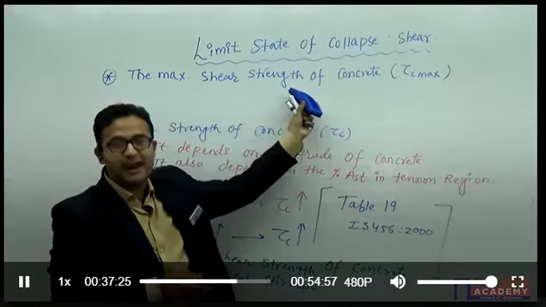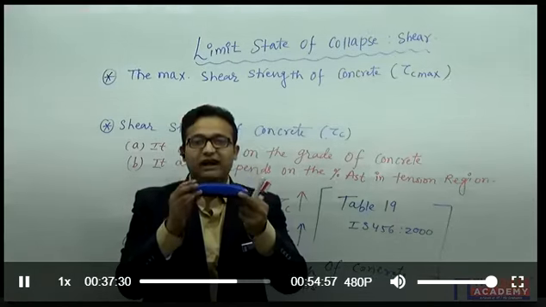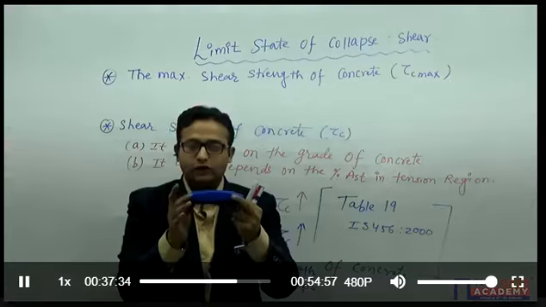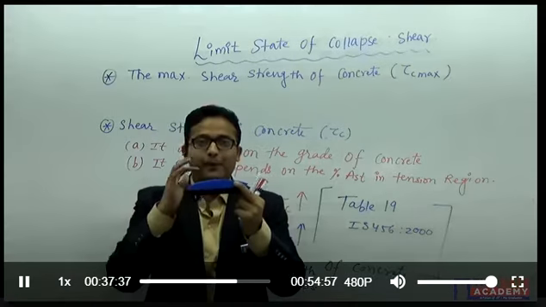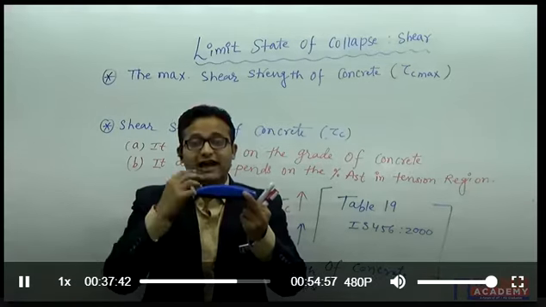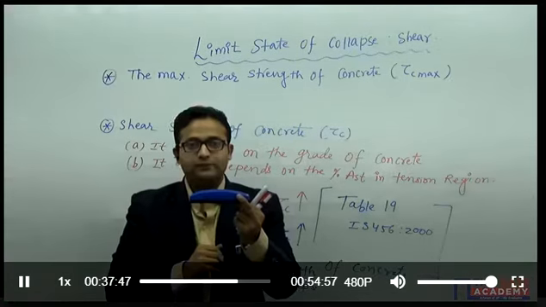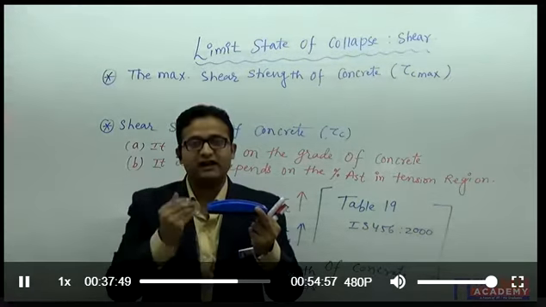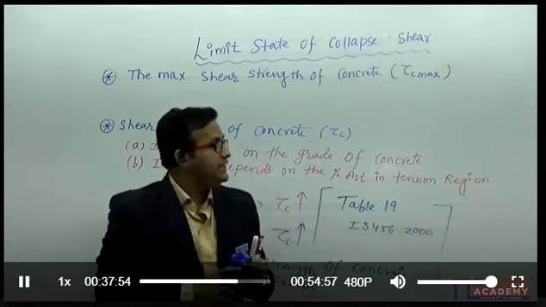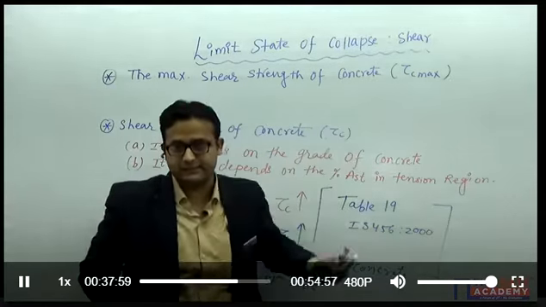Now let's talk about tau c max. What is tau c max? Suppose this is the beam and I have provided the longitudinal reinforcement in the tension region, and we have provided the shear stirrups also, which are your transverse reinforcement. After providing the transverse reinforcement, definitely the shear strength of the concrete will increase. So that maximum shear strength of the concrete is denoted by tau c max.